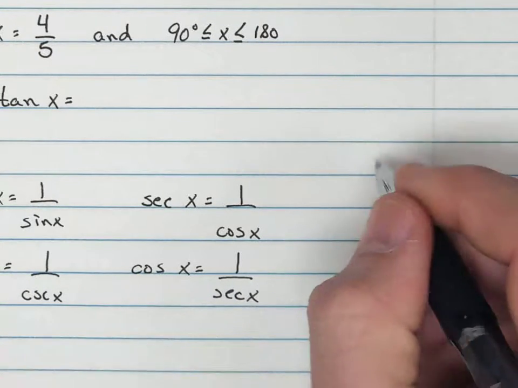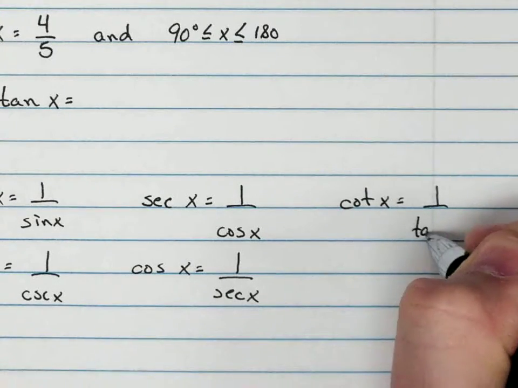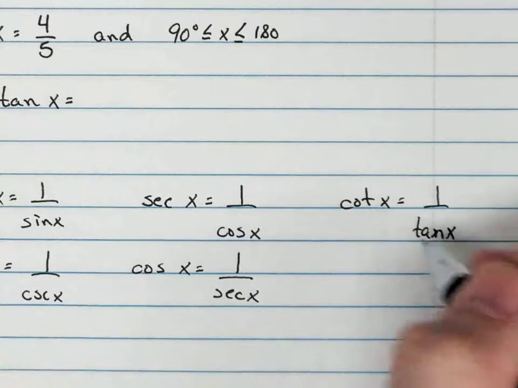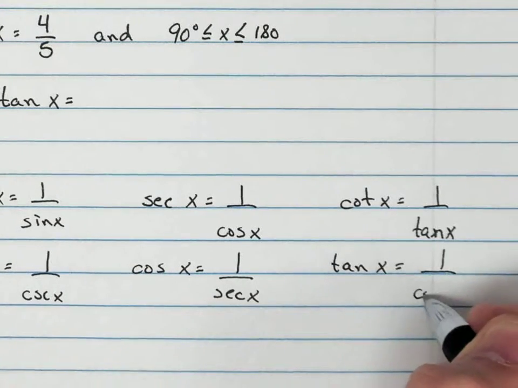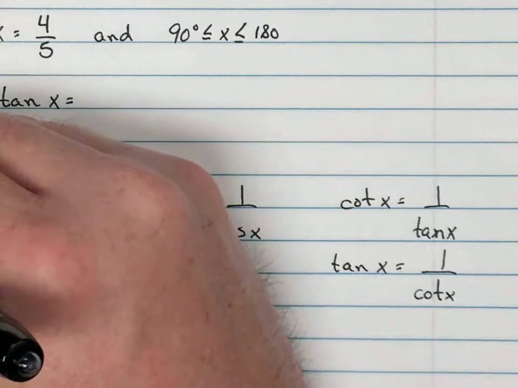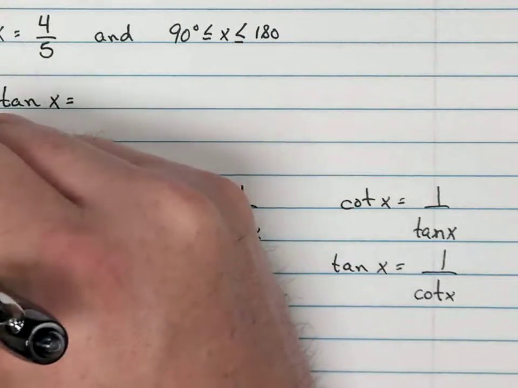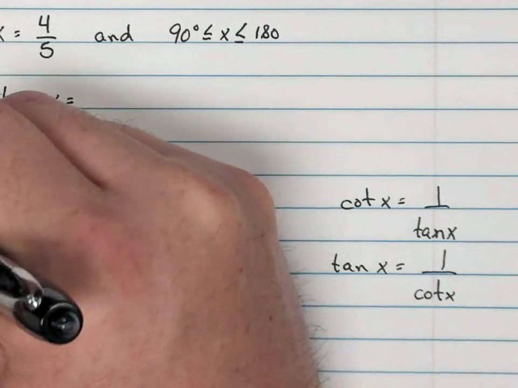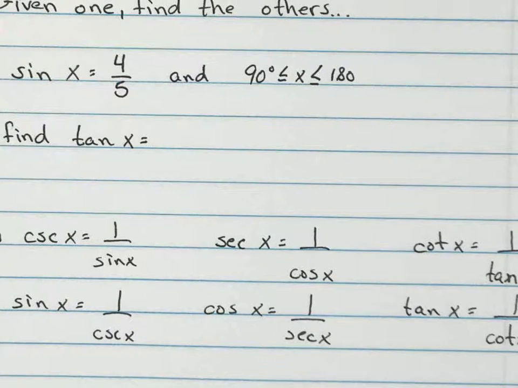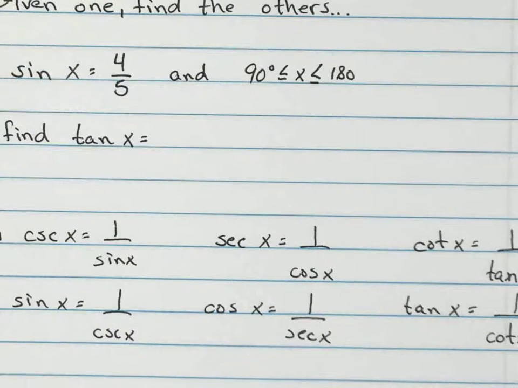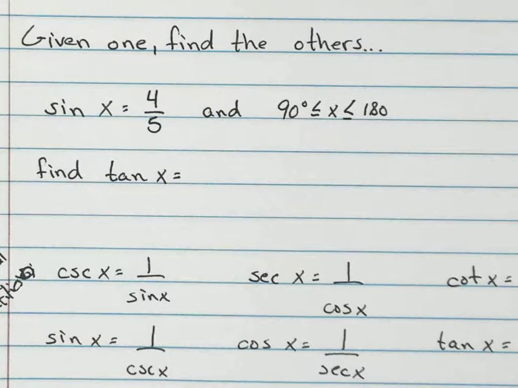And the last one, the cotangent of x is equal to 1 over tan. Tangent and cotangent are reciprocals. So tangent of x would be the flip of cotangent of x. These are called your reciprocal identities. We'll talk more about those later. Okay, so now back to this problem up here. On some of them they're going to ask you for secant, cosecant, cotangent, all those. That's the reason I went ahead and gave you those. So given one, find the others.